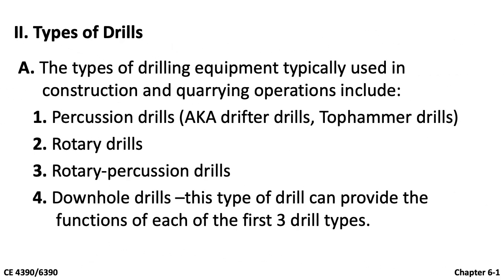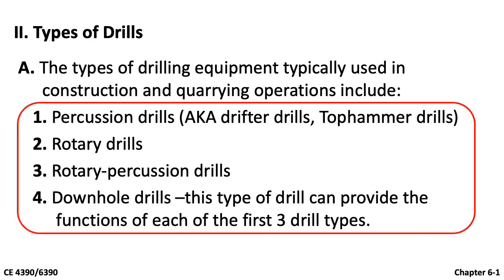Section 2, Types of Drills. The types of drilling equipment typically used in construction and quarrying operations include the following. Number 1, percussion drills. Number 2, rotary drills. Number 3, rotary percussion drills. This is a combination of type 1 and type 2. Finally, downhole drills are another type of commonly used drills. This type of drill can provide the functions of each of the first 3 drill types.